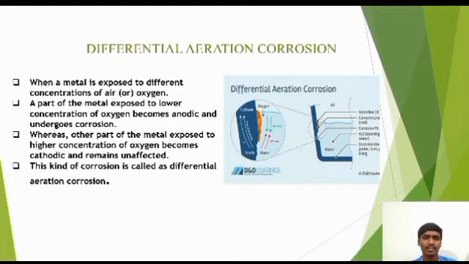Another is differential aeration corrosion. When a metal is exposed to different concentrations of air or oxygen, the part of the metal exposed to the lower concentration of oxygen becomes anodic and undergoes corrosion, whereas the other part of the metal exposed to the higher concentration of oxygen becomes cathodic and remains unaffected. This kind of corrosion is known as differential aeration corrosion.